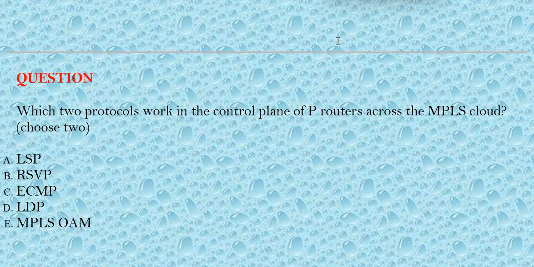Our next question is, which two protocols work in the control plane of P routers across the MPLS cloud? Choose 2. The options are: option A, LSP. Option B, RSVP. Option C, ECMP. Option D, LDP. Option E, MPLS OAM. The correct answer is option B.